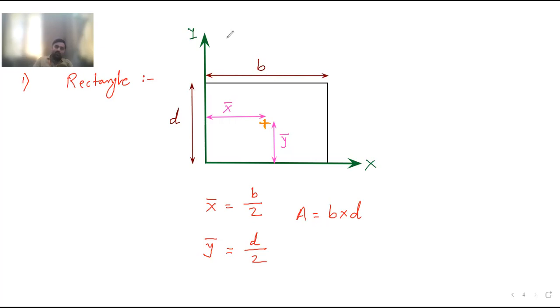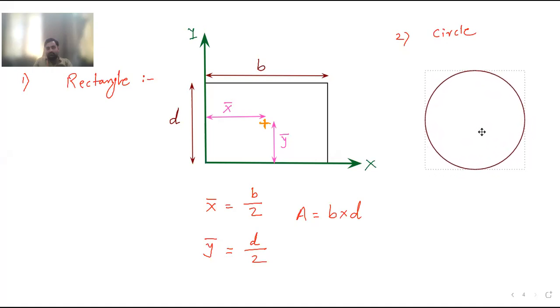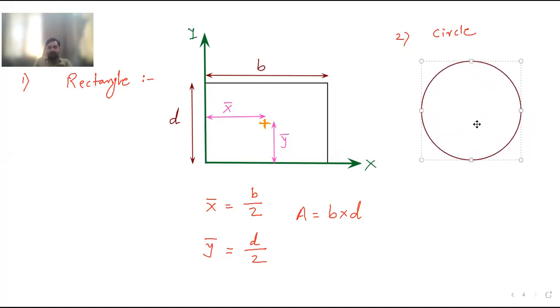Okay. Now second figure we will take. It is circle. Remember this formula. There is no derivation for your syllabus. You have to remember this formula. Next diagram is circle. So we'll draw the circle. This is the circle.